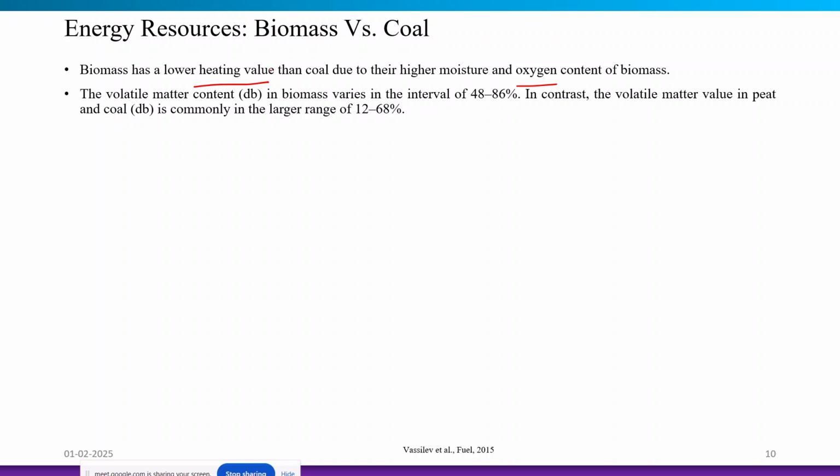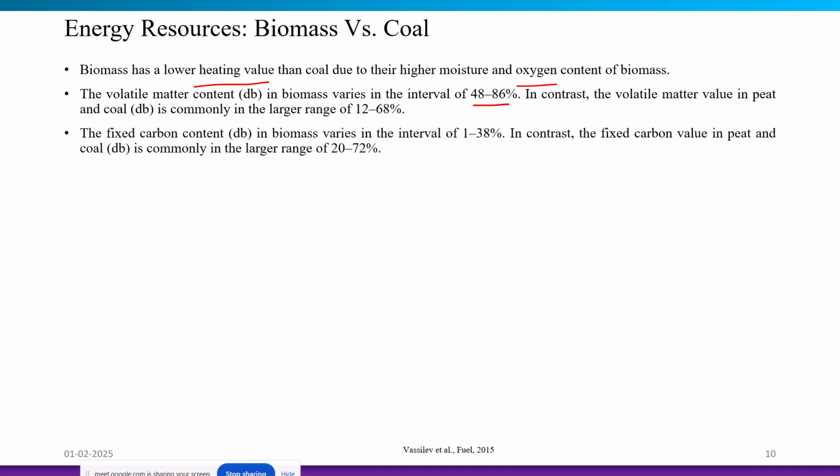Next, in the comparison, the volatile matter content in biomass is roughly around 48 to 86 percent. In contrast, peat or coal commonly has 12 to 68 percent volatile matter. So we can see that biomass has more volatile content than the coal source. Whereas the fixed carbon content in the biomass is very low, 1 to 38 percent only. While in contrast, in peat and coal, the range goes up to 72 percent, 20 to 72 percent, which is higher than the biomass.